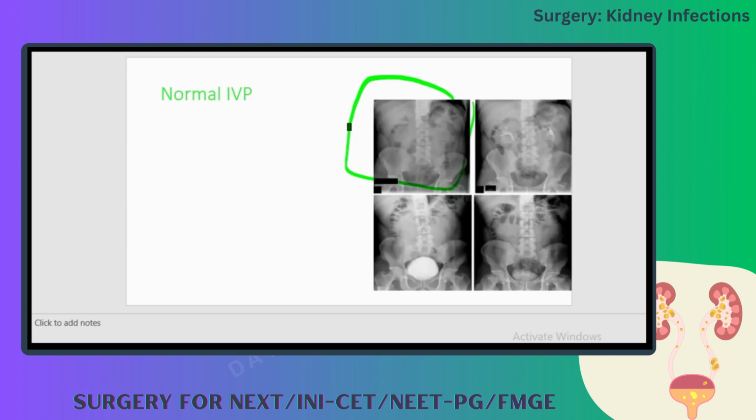Intravenous pyelogram. No, only that investigation. Plain X-ray. KUB. Yeah, plain X-ray KUB, kidney ureter bladder. Sorry, plain.